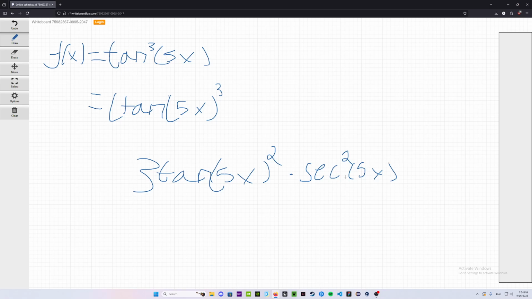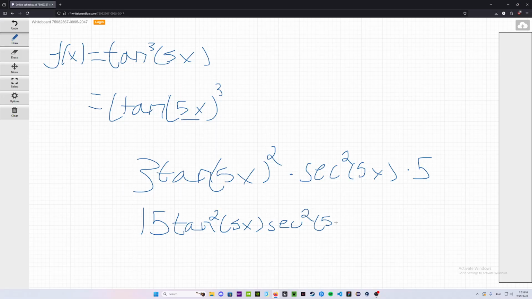And then you're going to get the derivative of this, which is going to be 5. So we rewrite this: 3 times 5, 15. Then we're going to do 15 tan. Now remember, you can put the square right here, or right here, or vice versa. So I'll write it right here: 5x times secant squared 5x. This is it. Right here.